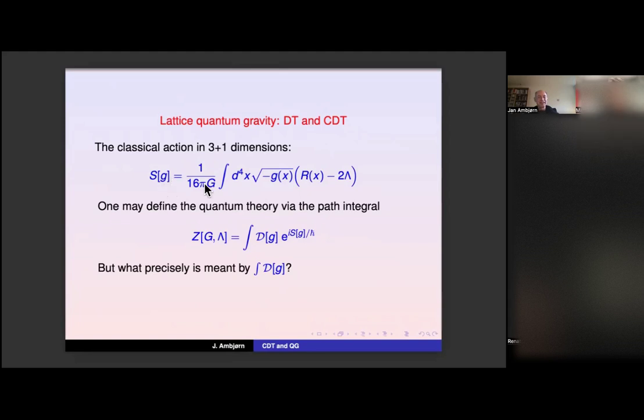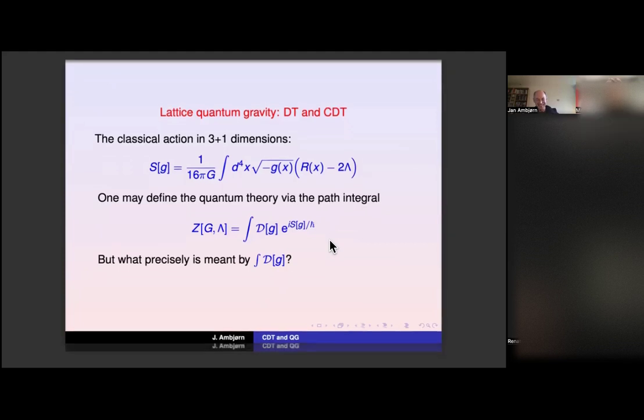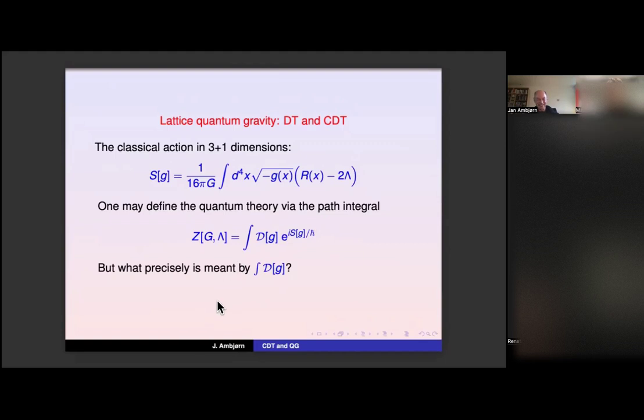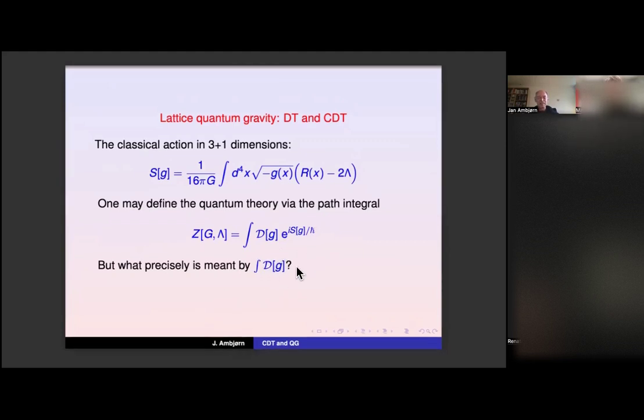So the classical action is written here. This is the Einstein-Hilbert action. And now it is, of course, very easy to define a quantum field theory. You just write down this formula here, this is a partition function for quantum gravity. Of course, the problems are in the detail of how to make sense of this, as you all know. So what is precisely meant by the measure, for instance?